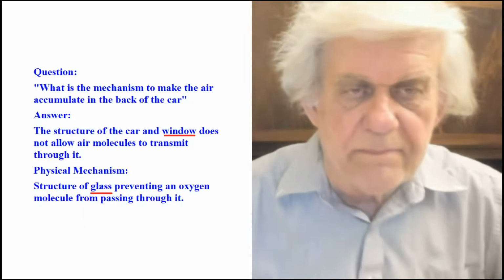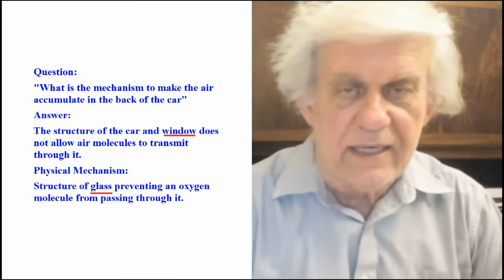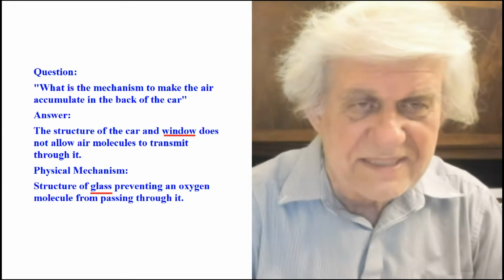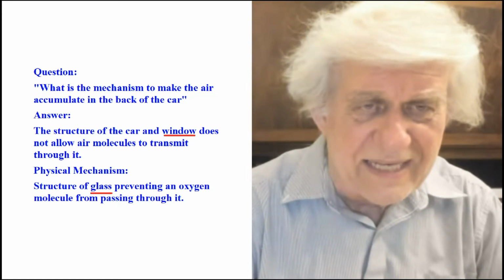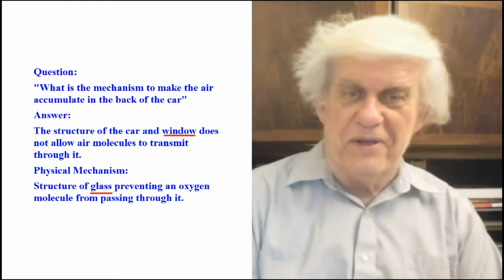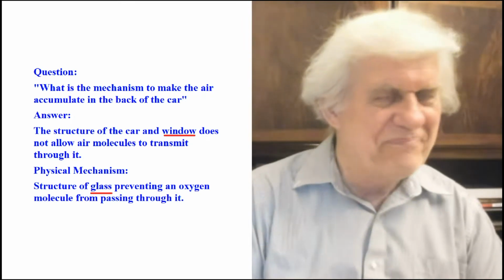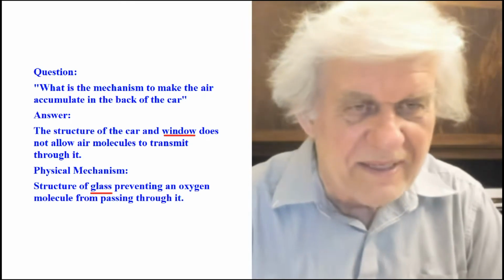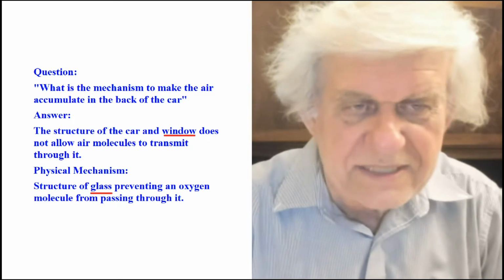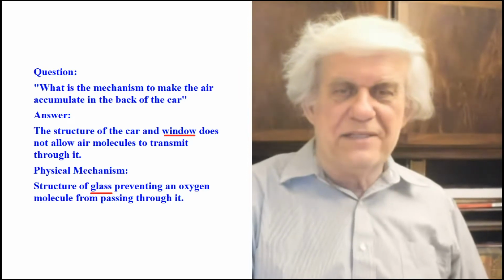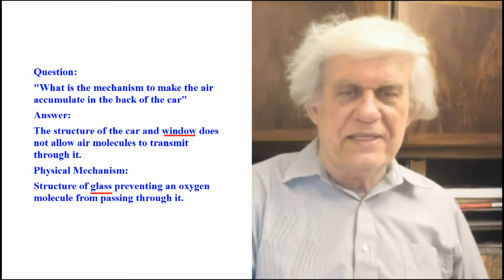That's just unbelievable. Okay, and same fellow says, question, what is the mechanism to make air accumulate in the back of the car? Yeah, that's the question. Do you understand the question? No, he doesn't, because he says, the structure of the car and window does not allow air molecules to transmit through it. No kidding. Did you figure this out all by yourself? You must have had help. I don't trust people. They get help. It says, structure of glass preventing an oxygen molecule from passing through it. This is what they answer, that air cannot go through glass. That's why it accumulates.